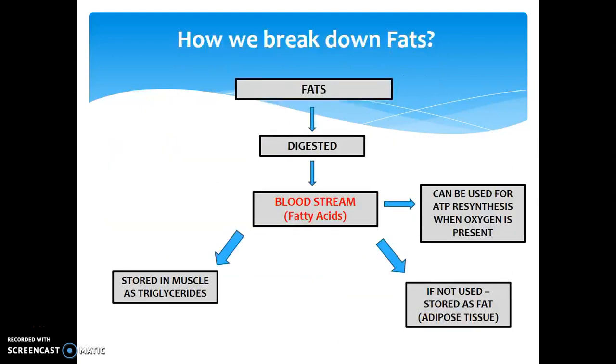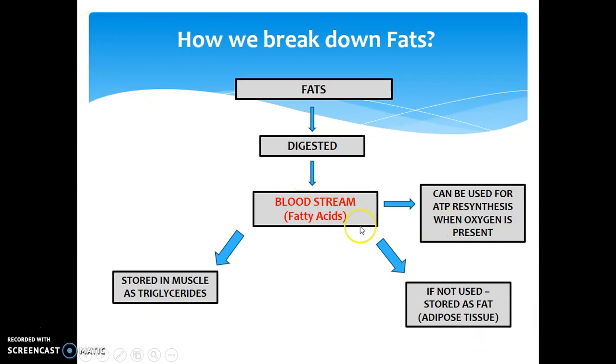There you go, there's some sources of fats. So another flow chart, similarly to the carbohydrate flow chart, we're looking at breaking down fats through digestion into the bloodstream as fatty acids. Now from here, they're stored in the muscles as triglycerides. Can be used for ATP resynthesis when oxygen is present. We'll talk about ATP in a minute.